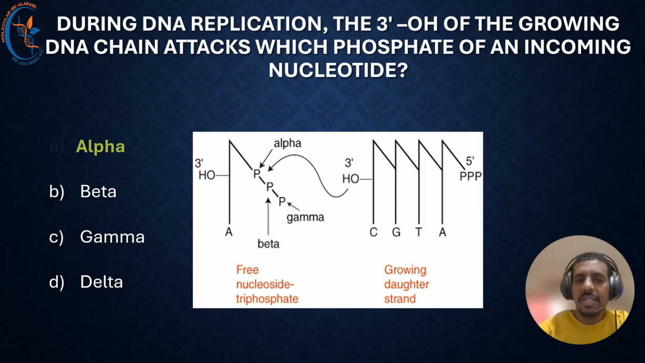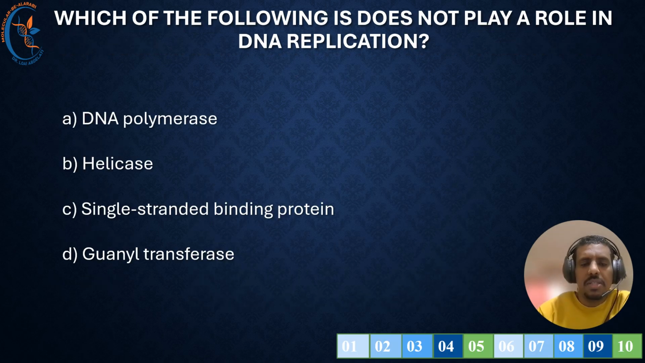Actually, in DNA replication, the 3' hydroxyl group of the sugar in the growing DNA chain attacks the alpha phosphate group of the incoming nucleotide. This results in the formation of a phosphodiester bond between what? Between the 3' carbon of the sugar of the existing nucleotide and the 5' carbon of the sugar of the incoming nucleotide, leading to the elongation of the DNA strand. All right? Okay, here is the next question.